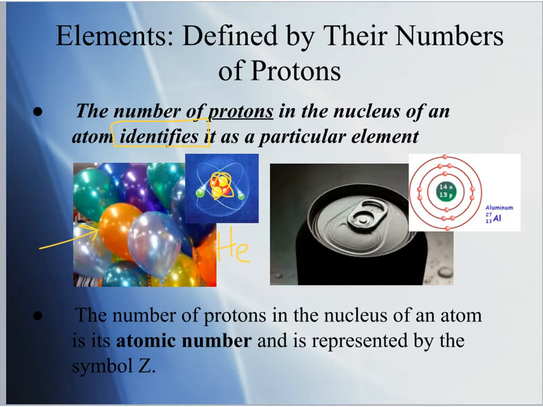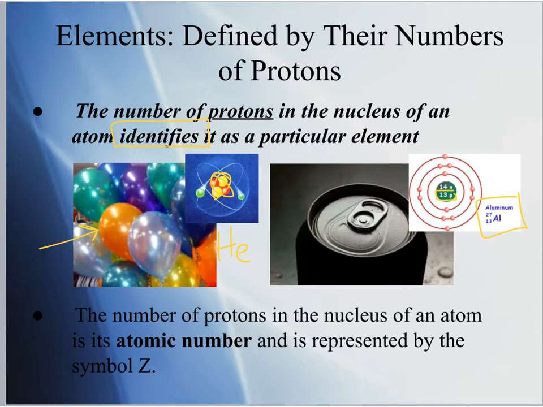So if we found an atom with 13 protons, like this one, we would know that it has to be aluminum, because aluminum always has 13 protons. So again, the number of protons identifies what particular element the atom is. All right.